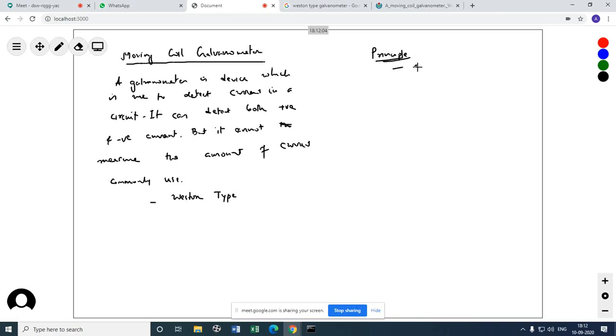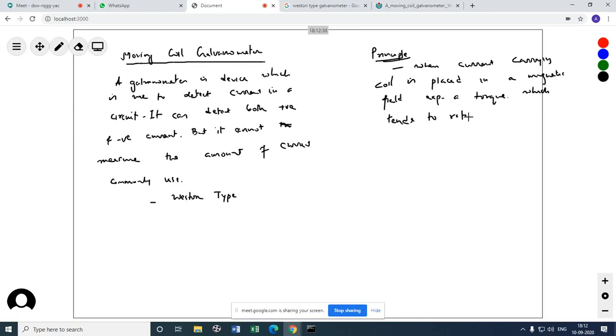It works on the principle that when a current carrying coil is placed in a magnetic field, it experiences a torque which tends to rotate it. Simple. Clear? Torque which tends to rotate it.